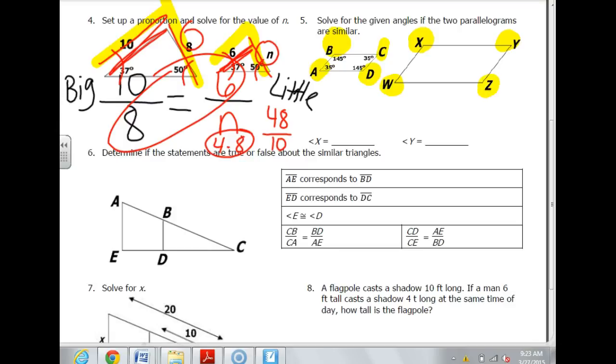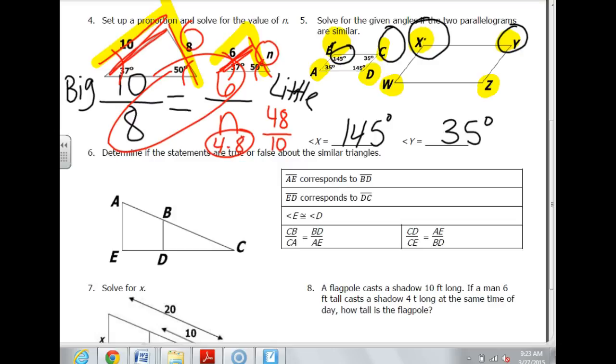So remember, the angles are congruent. For angle X, that's what I'm looking for. It's got to be the same as what it's like. We know that X is just like B, so they're going to have the same angle measurement because the angles are congruent. So angle X is also going to be 145 degrees. We said that Y is just like C. What's the measure of angle C? 35 degrees. So that's also what angle Y is because they are congruent. They are the exact same.